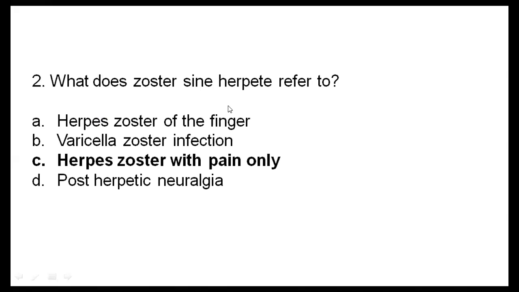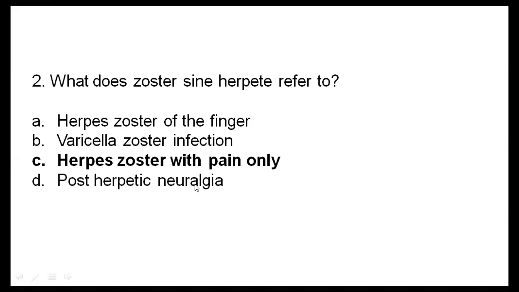Okay. So we'll go through each of these and then we'll look at why this is correct. There is nothing called herpes zoster of the finger. It is actually the herpetic whitlow that has nothing to do with zoster. So this is just a dummy choice. Varicella zoster infection, all of these are varicella zoster infections only. Both chickenpox as well as herpes zoster are caused by the varicella zoster virus. So this is again a vague term only.